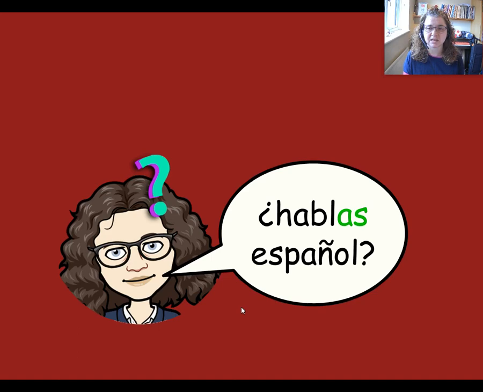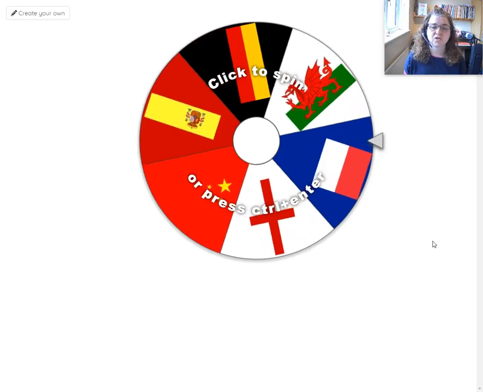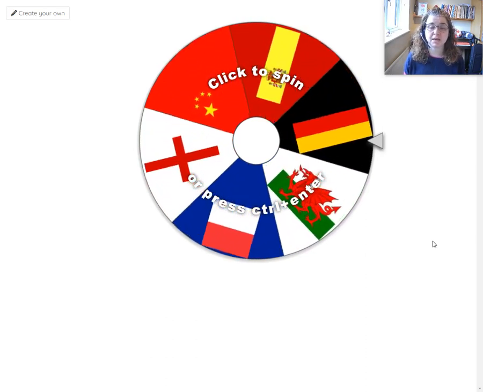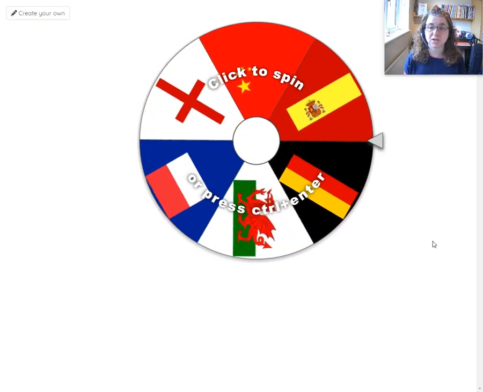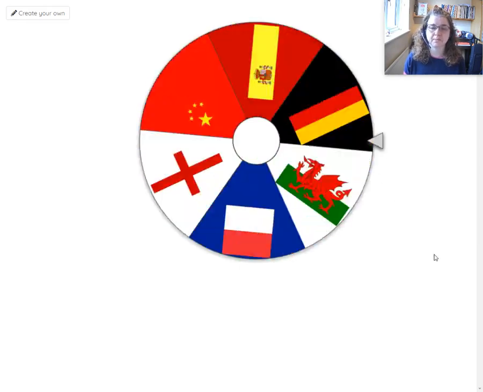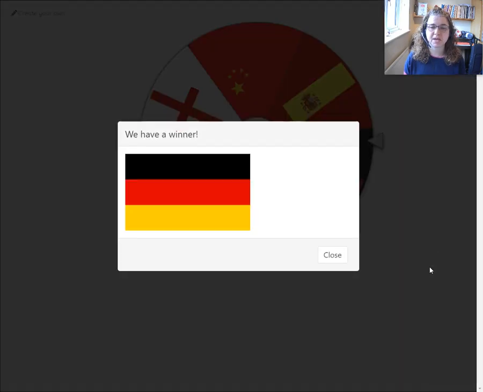So let's have a practice of asking the question with hablas, do you speak, and then the language afterwards. So here's our wheel again. We're going to select the languages like we did before, but this time, instead of saying hablo, I speak, we're going to ask the question, hablas, and then say the language. Let's pick the first one. Which one's it going to be? Here we are. So how do we say, do you speak German? Have you got it? ¿Hablas alemán?